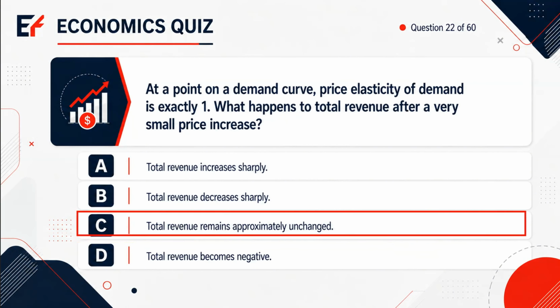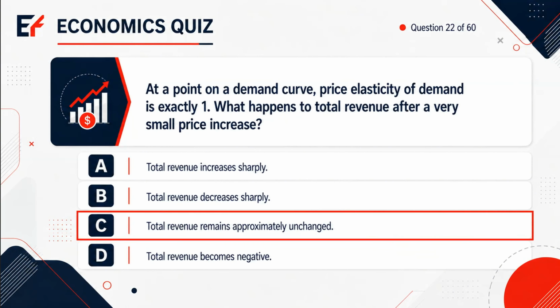Here the revenue rule is doing the work. When demand is unit elastic, the percentage rise in price is matched by an equal percentage fall in quantity demanded. Because the two effects offset each other, total revenue remains approximately unchanged after a very small price increase. Option C is correct for that reason. Option A is wrong because revenue would rise only if demand were inelastic over that change. Option B is wrong because revenue would fall only if demand were elastic over that change. Option D is not realistic because total revenue does not become negative from a price increase. The key takeaway is that unit elastic demand keeps total revenue roughly steady.